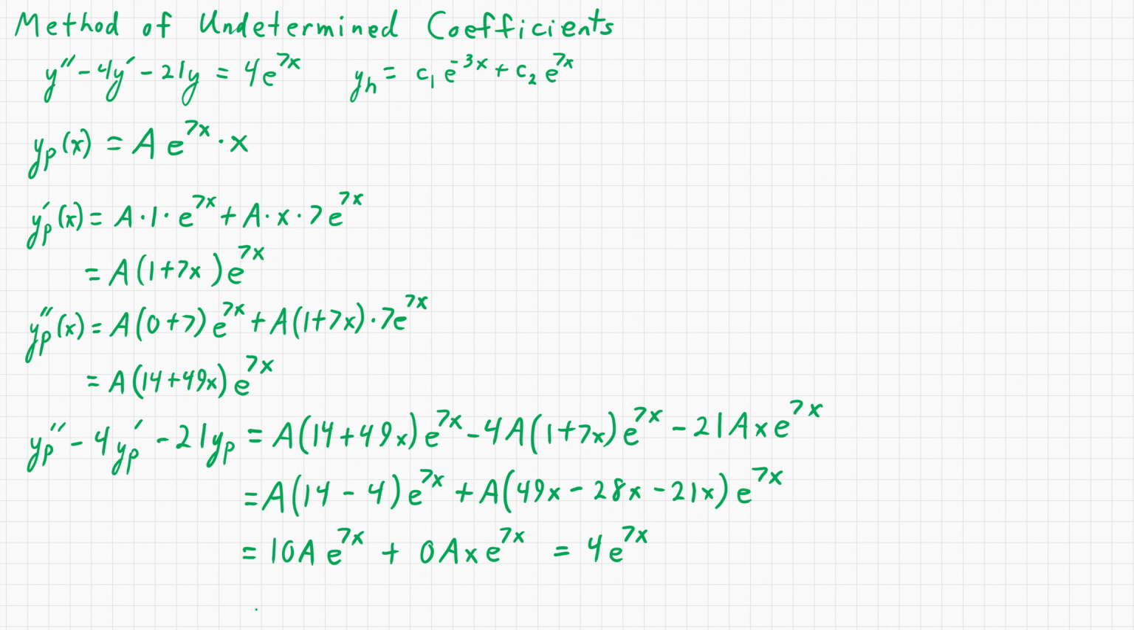So now we have 10a is equal to 4. Well, that means a is equal to 2/5. So our y particular solution is just 2/5 x e to the 7x. And that's it, we're done. If you want the entire solution, you have to add on the homogeneous solution to the particular solution, but we're done finding the particular solution.